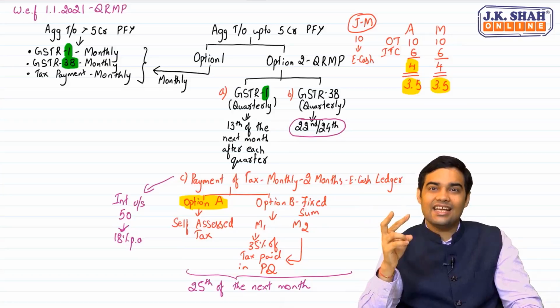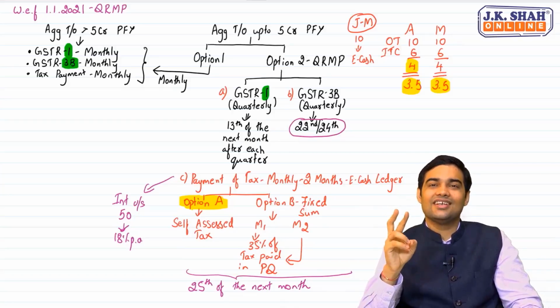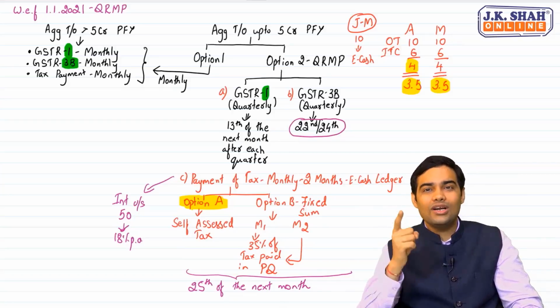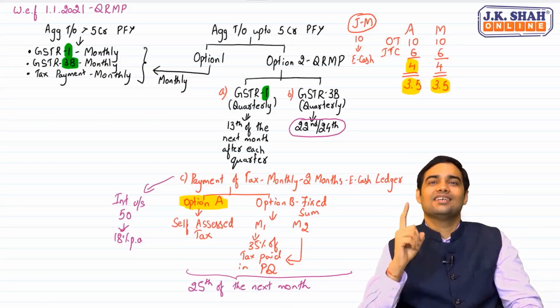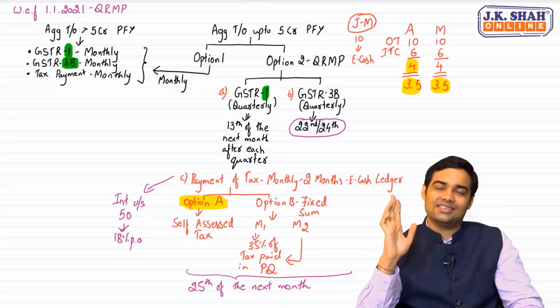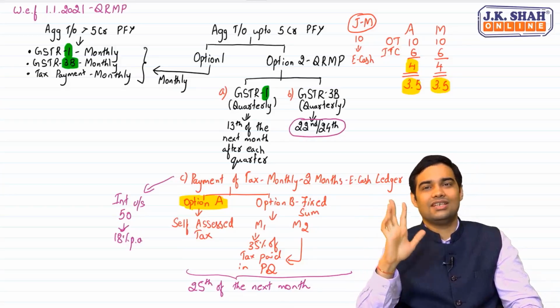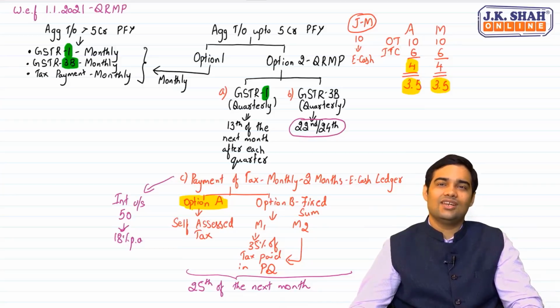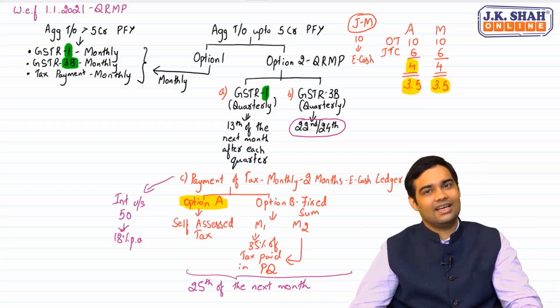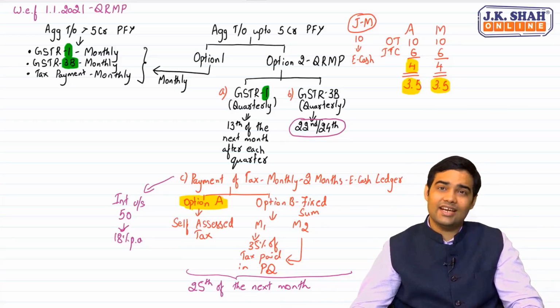In the second case, that is the fixed sum method, interest will apply only when you don't discharge the 35% which is required to be discharged. If you don't discharge 35%, then interest will apply. If you have discharged 35%, then interest will not be applicable. Clear with this? Be very careful about this payment.